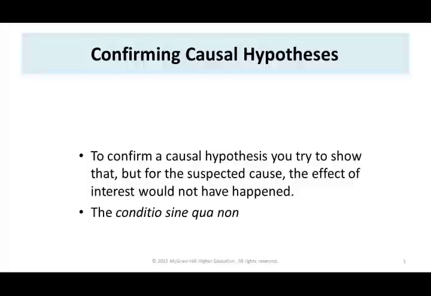Okay, the last lesson was about how to form a causal hypothesis, and we looked at three methods of forming a causal hypothesis. This next section of the book talks about three methods of confirming a causal hypothesis.